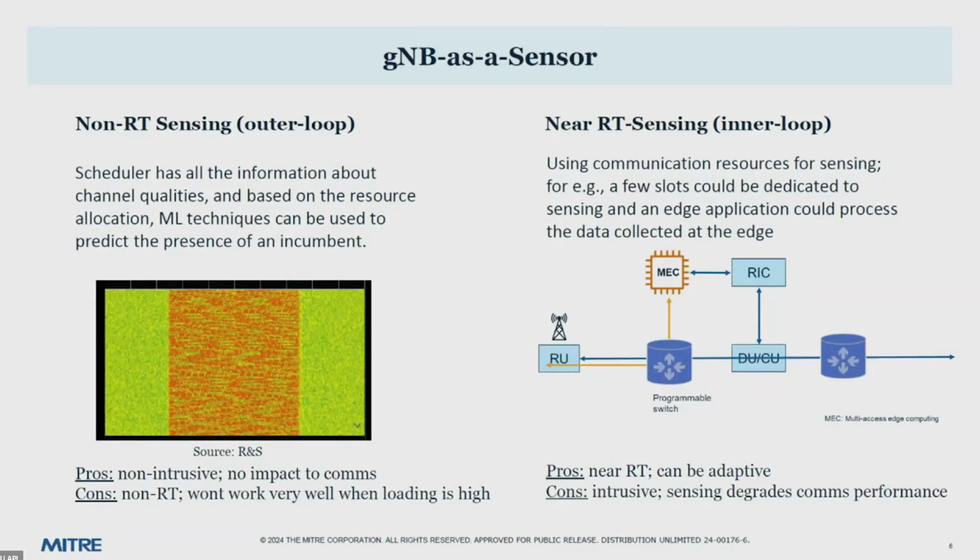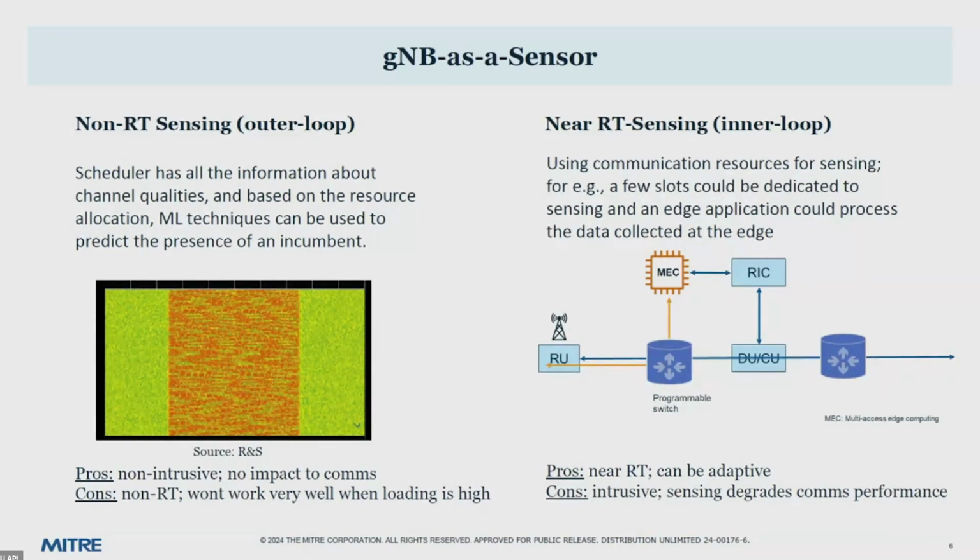you are able to figure out the presence of an incumbent. It doesn't work all the time, because if you have a lot of data that is being transmitted, the scheduler may not be able to schedule around. It will still schedule in a band that is heavily interfered with. The second aspect, so this is, as you can see, there is no real intrusion here.